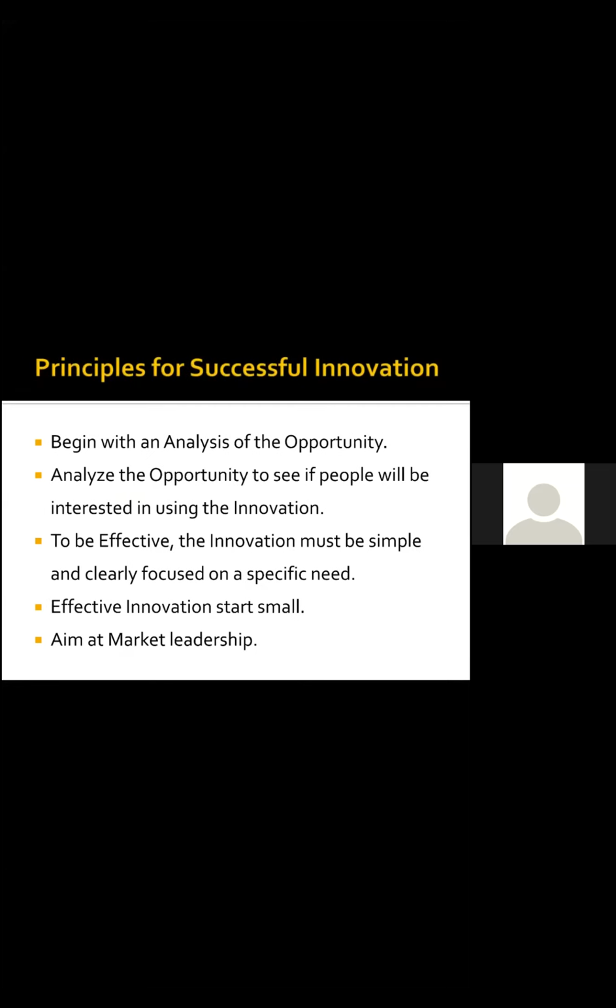Now the steps, or you can say the principles for successful innovation. These are the steps which we have to follow for a successful innovative idea that will lead to successful innovation. The first step is to analyze the opportunity. Whatever you analyze in your day to day life, that will be your first step. Begin with the analysis of the opportunity.